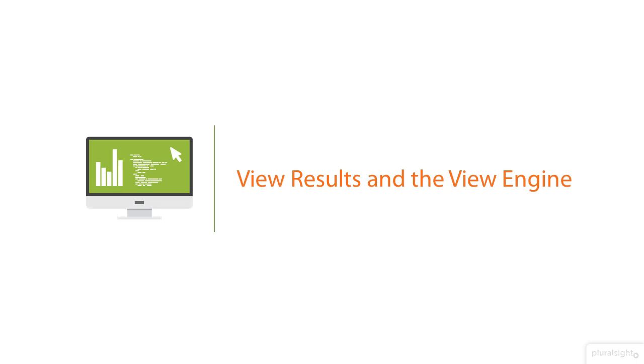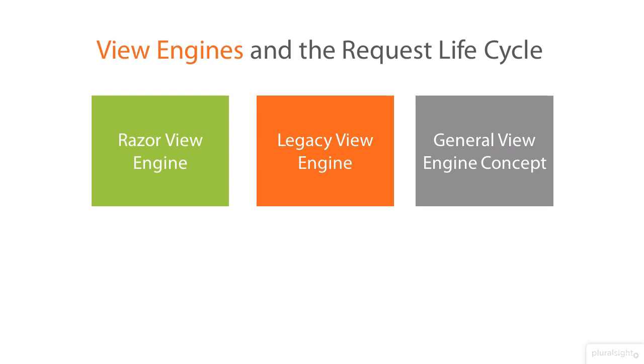View results are the type of action result that you'll probably work with the most in an MVC application. In some ways, they are very different from the other action results. View results utilize a few other important components to render out a response to the request, most notably the view engine. The view engine is a special class responsible for finding and rendering our views.